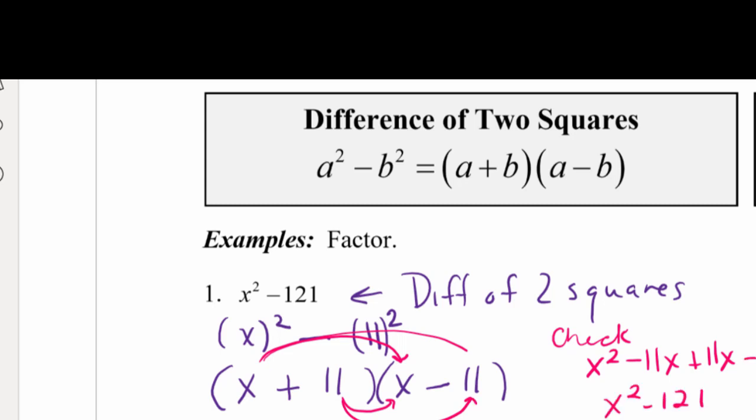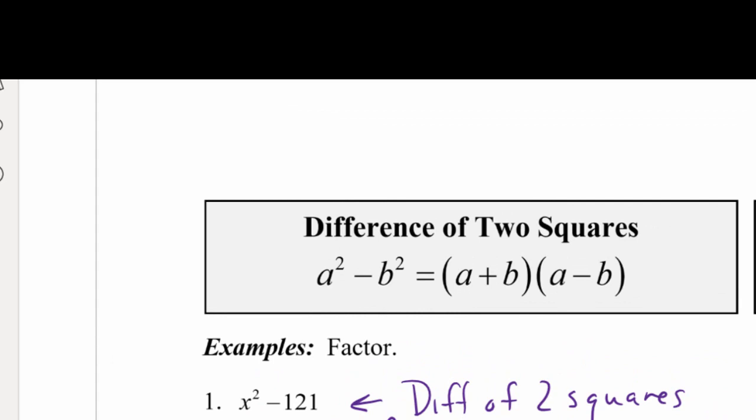This one's called, again, let's go up here and look at the box. It's called the difference of two squares. You will have a subtraction sign and you will have two squares as your terms. And how we factor that is by using the conjugates. These are called conjugates. One plus and one minus.